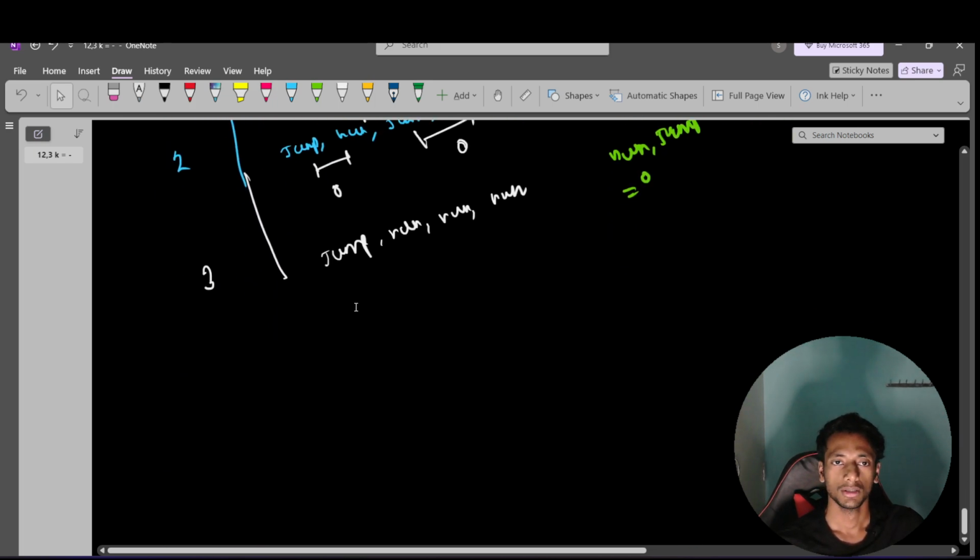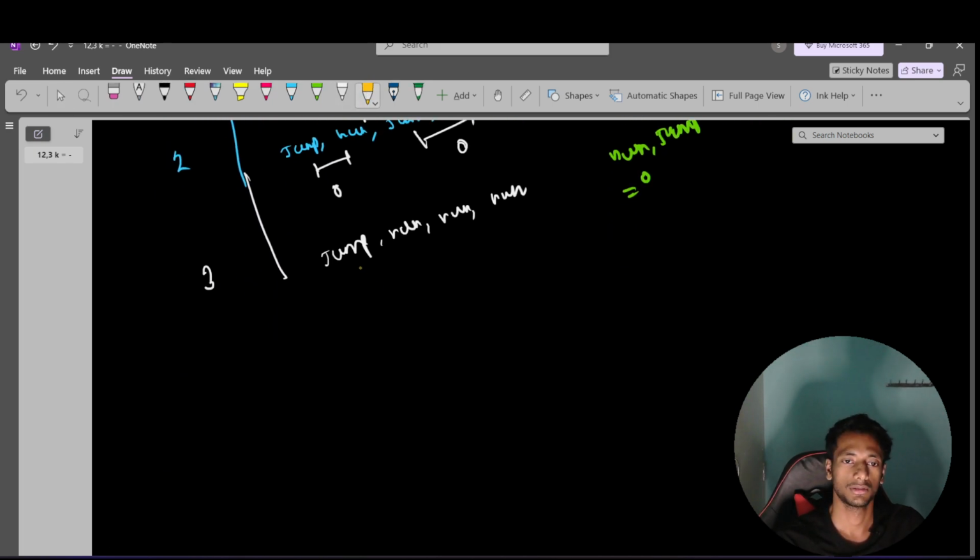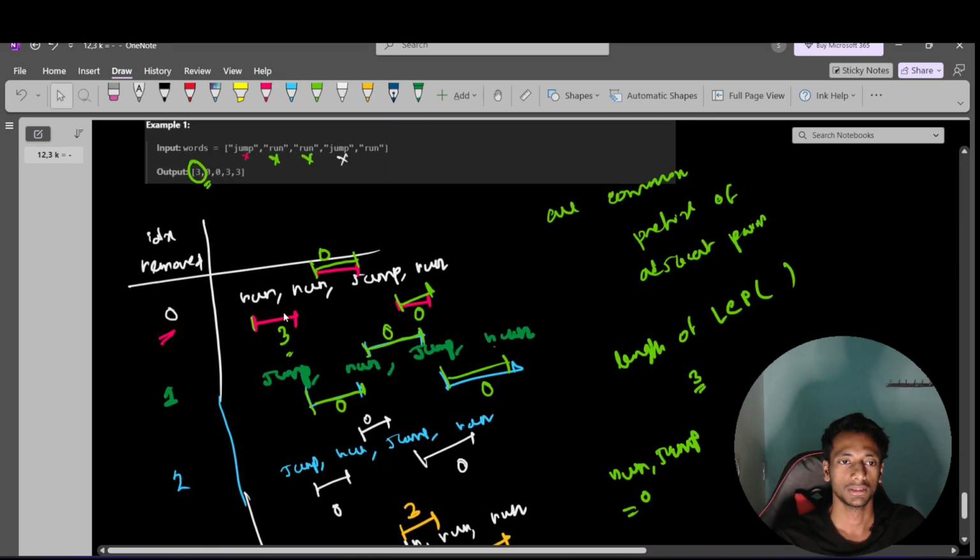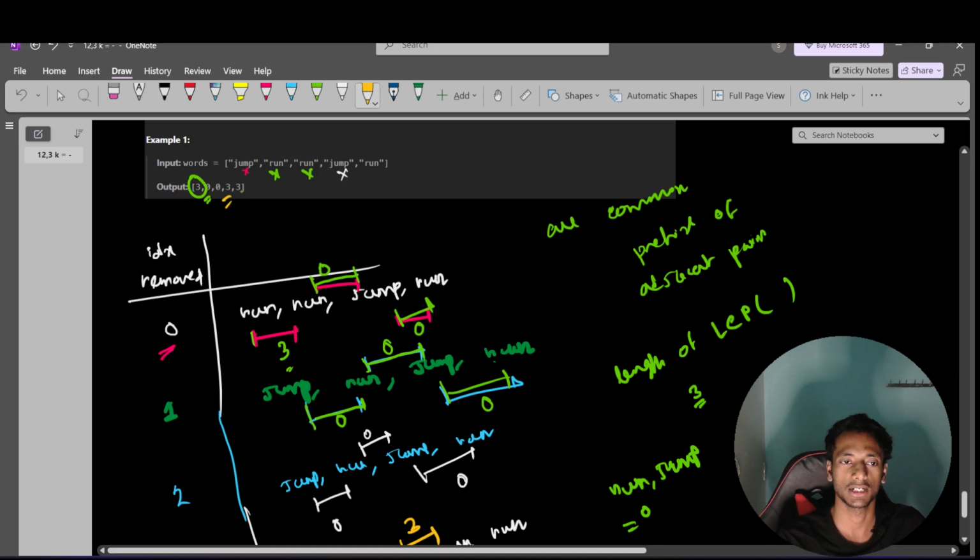Now for the first adjacent pair, what is the longest common prefix? 0. There is no common prefix. For this run and run, the length is 3. For this run and run, 3 is also the length of the longest common prefix. So ultimately, what is the maximum length? That is 3. So for index 3, the answer will again be 3.